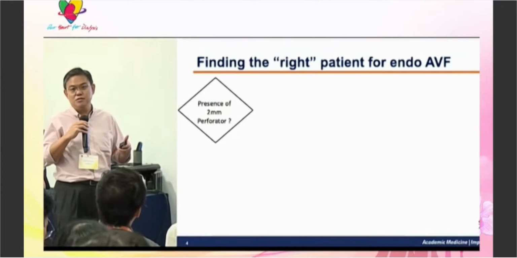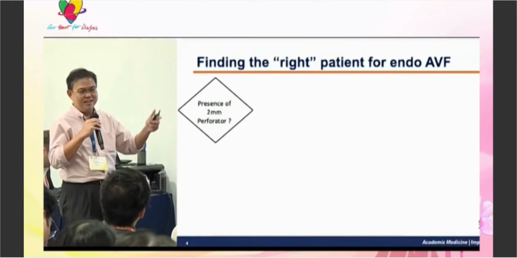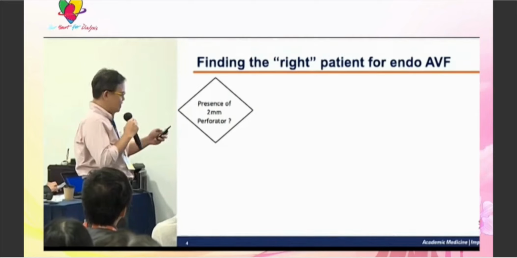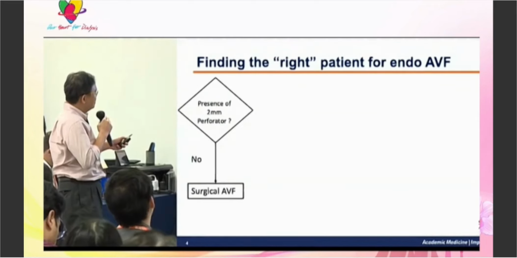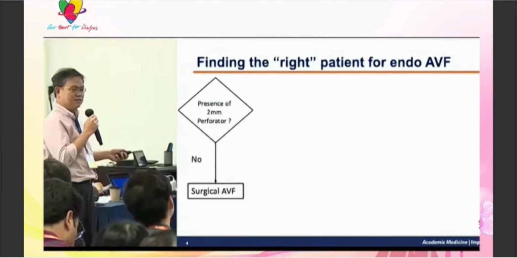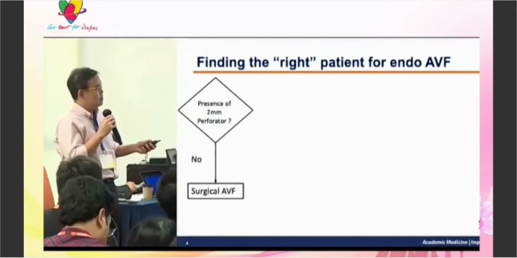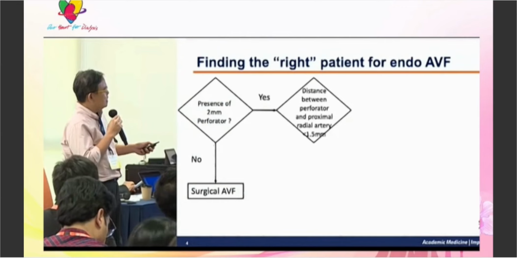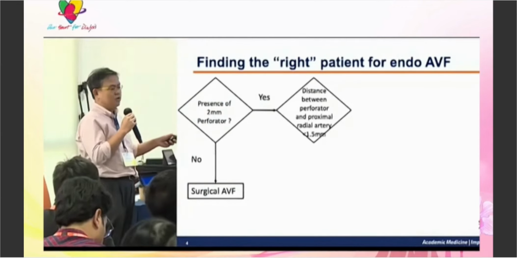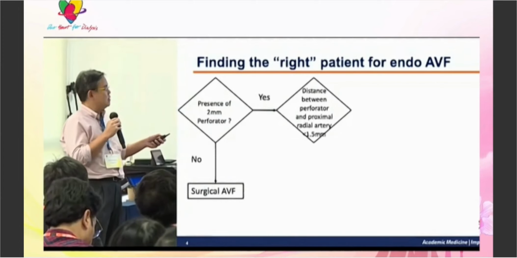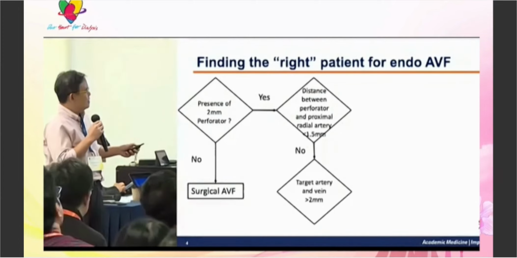So we need to find that holy sweet spot in all this, and therefore we came up with this algorithm. The first thing is look for presence of a perforator. If there's no perforator, there's no way you can do it. Goes for a surgical AVF. And if you do have a perforator that's 2 mm, we look for the distance between the perforator and the proximal radial artery. And if it's less than 1.5 mm, that's good.